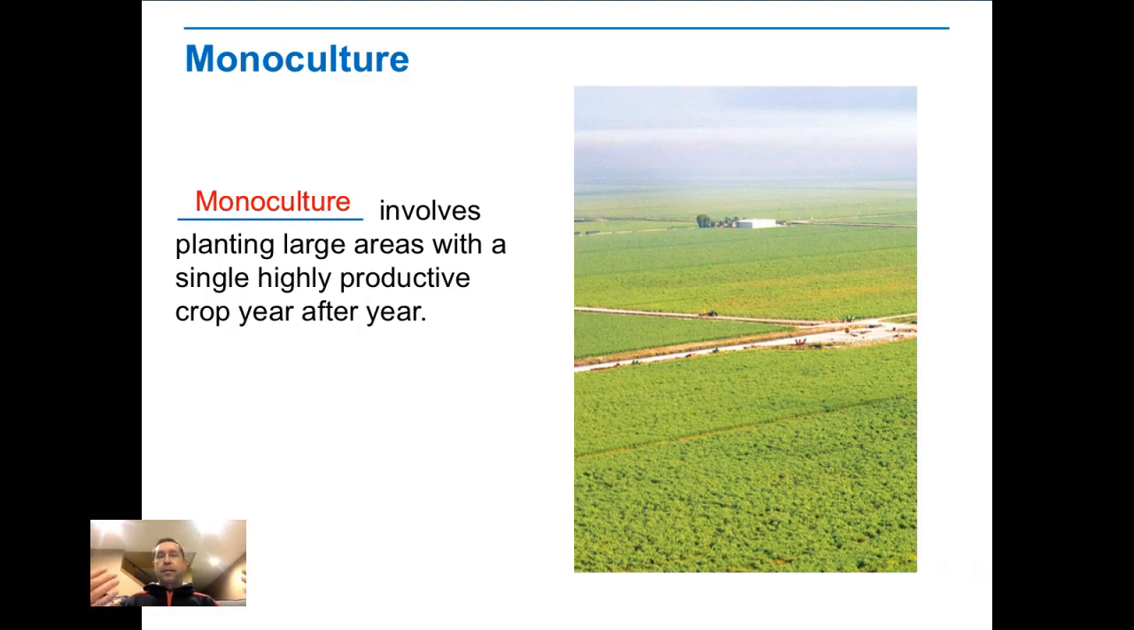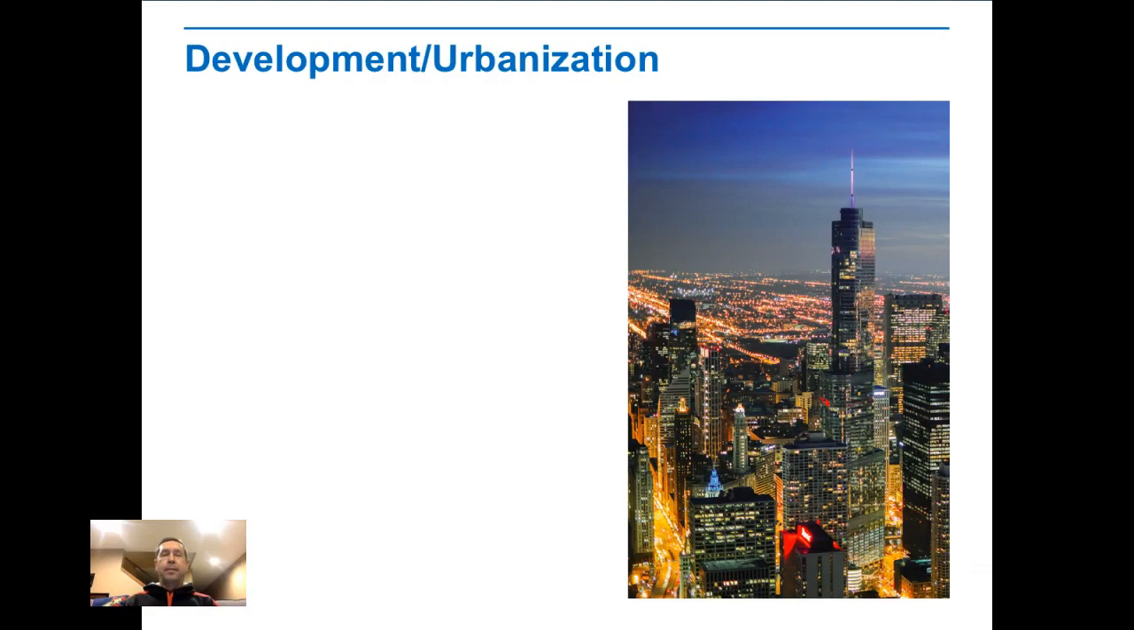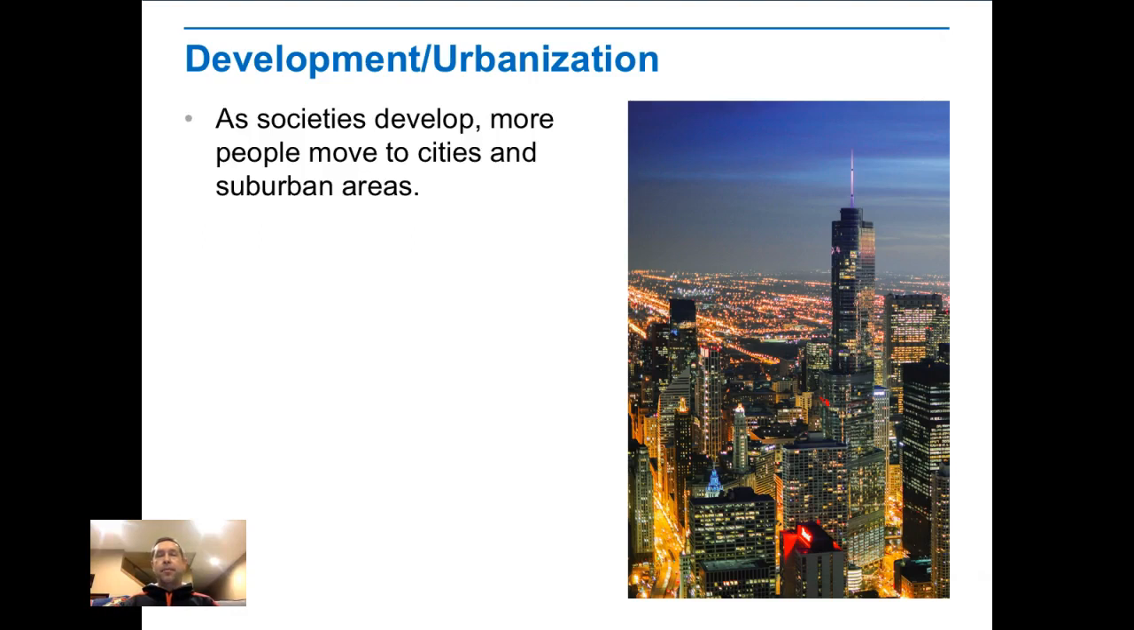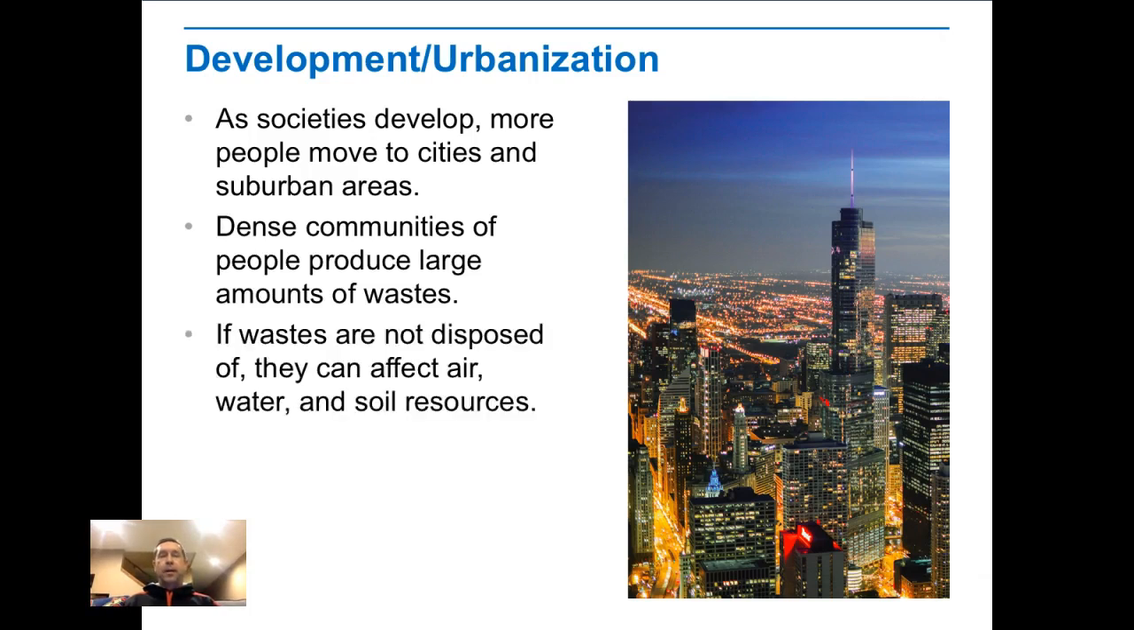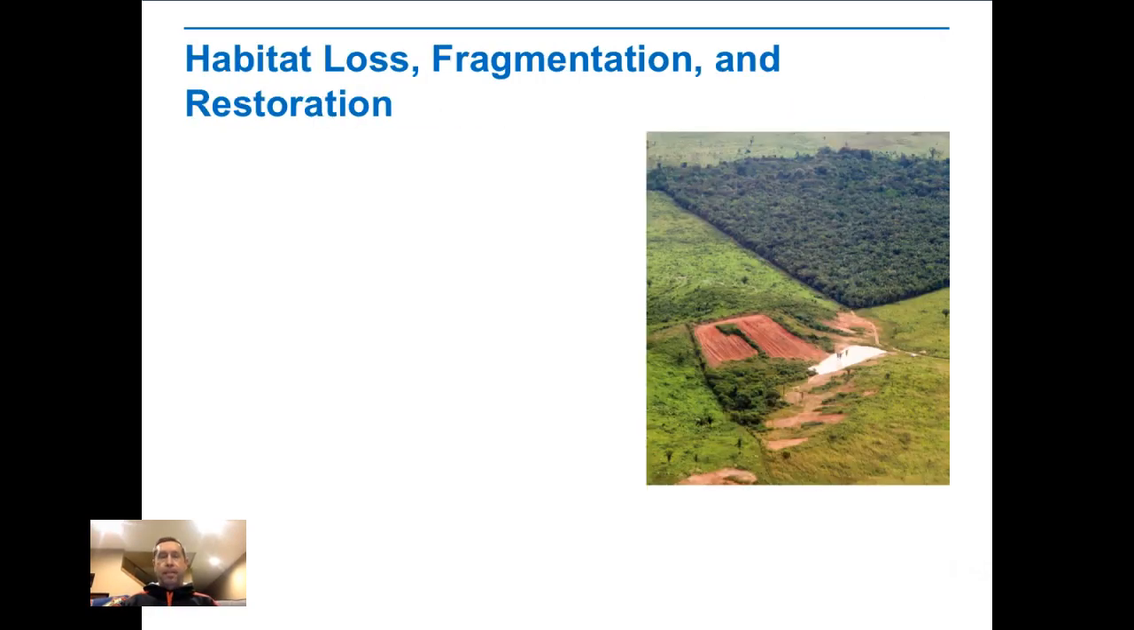Monoculture is planting large areas with single highly productive crops year after year after year. And this has been a common practice with farming. Fortunately, farmers are understanding that that's not the best thing, and they're rotating crops, and they're doing things to help lessen the impact. Obviously, development and urbanization, building cities, has an impact on the environment. As society develops, more people move to cities and suburban areas. Dense communities produce large amounts of waste, pollution. If the waste is not disposed of, it can affect air, water, and soil by polluting them.